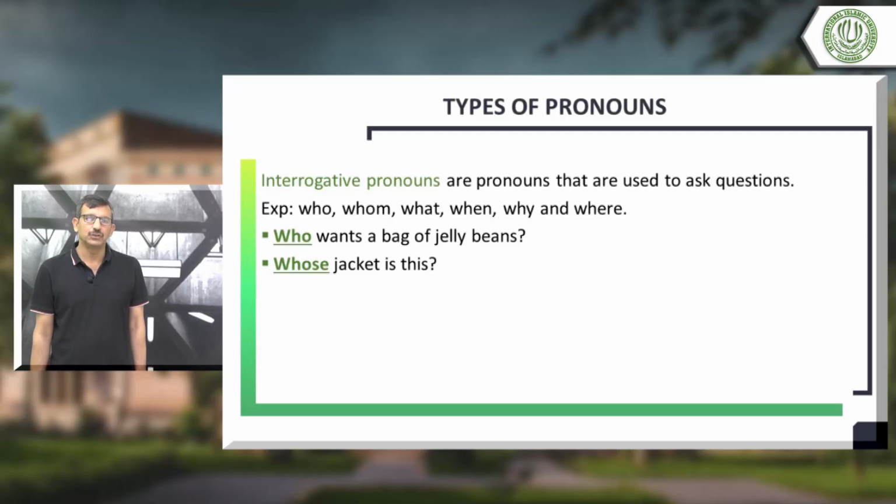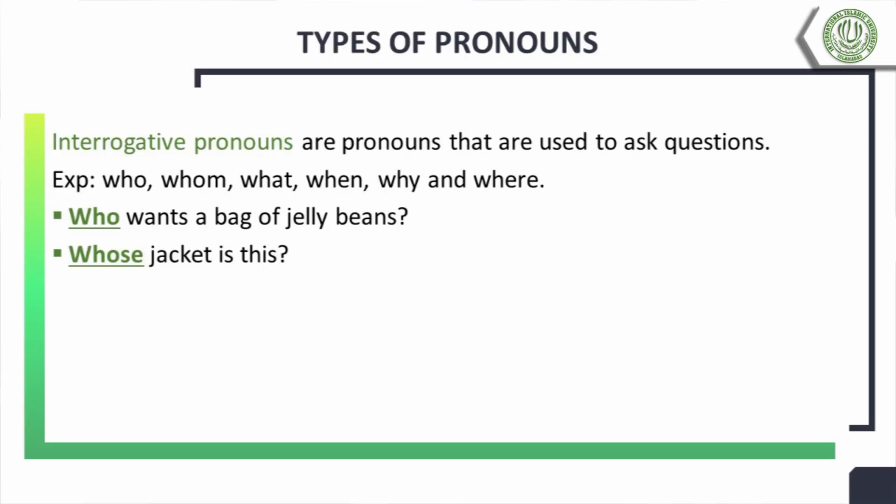The next types of pronouns are interrogative pronouns. These pronouns are used to ask questions in a sentence. And for asking a question, usually we use WH words like who, what, when, why, where, etc. For example, who wants a bag of jelly beans? In this sentence, who is used as an interrogative pronoun.